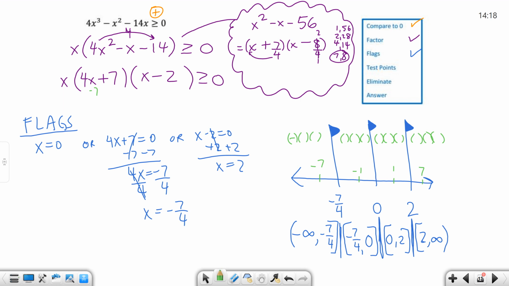And then here, 4 times negative 7 plus 7. Well, look. If you want to figure out that it's negative 28 plus 7 is negative 21, that's okay. But 4 times negative 7 is a big negative number that's bigger than 7. So when you do a negative and a positive, the bigger number, you take that sign. So it's going to be negative. And then negative 7 minus 2.